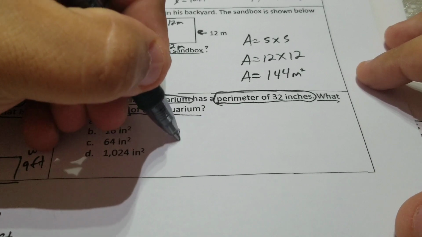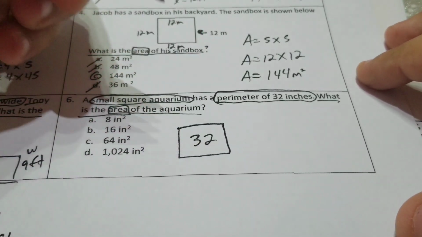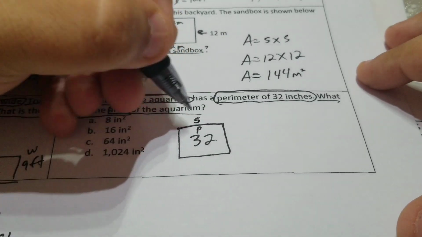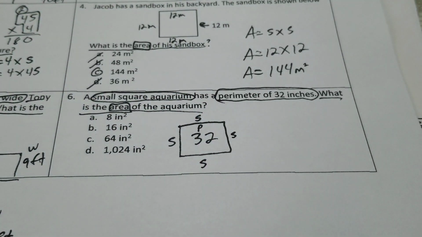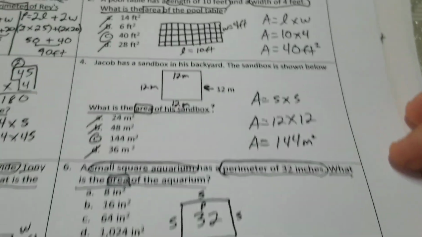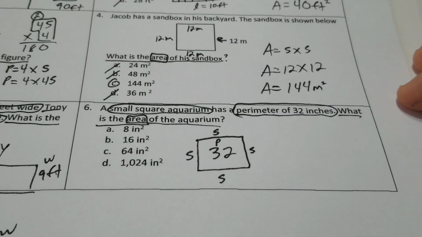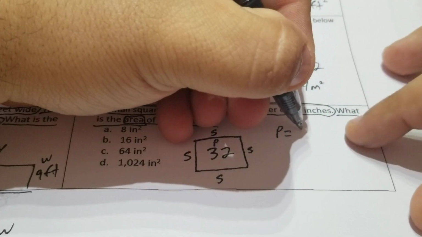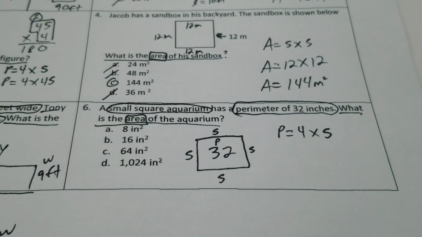Well, I'm going to draw this picture out. We have a thing that is 32 inches in perimeter, but I want to find out what the side lengths are. I'm going to show you an interesting trick here. Remember how we have two perimeter formulas? We have either add all the side lengths or 4 times s. Let's bring the 4 times s into this. Perimeter is equal to 4 times the side length. Now pay very close attention to this.